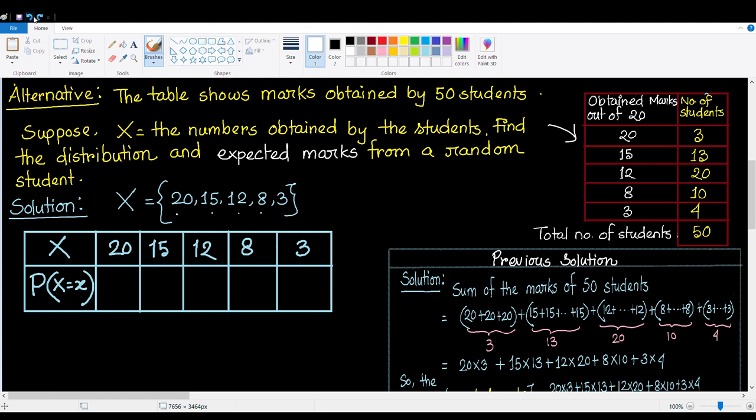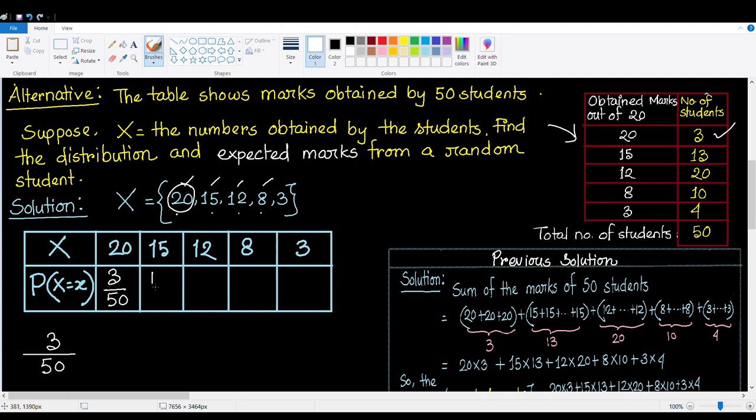What would be the corresponding probability for each of these random variables? We can say that if a student is randomly chosen from the class, what is the probability of the student getting 20? That is the corresponding probability for 20, right? So we can write 3 by 50 here. How? There are 50 students in total and 3 of them got 20. Therefore, 3 by 50 is the probability of a student getting 20.